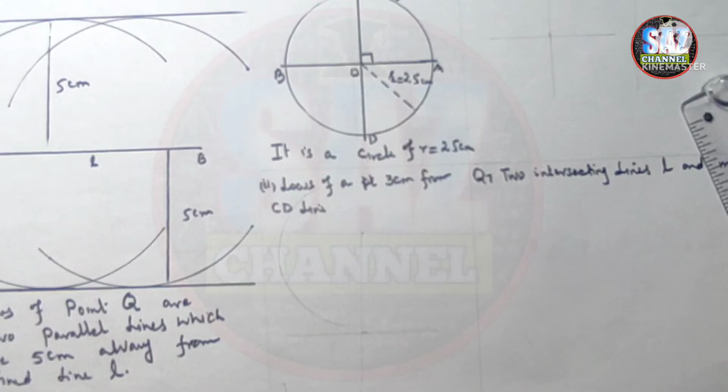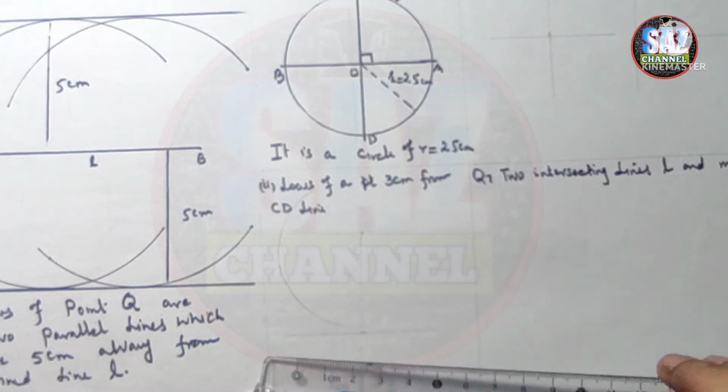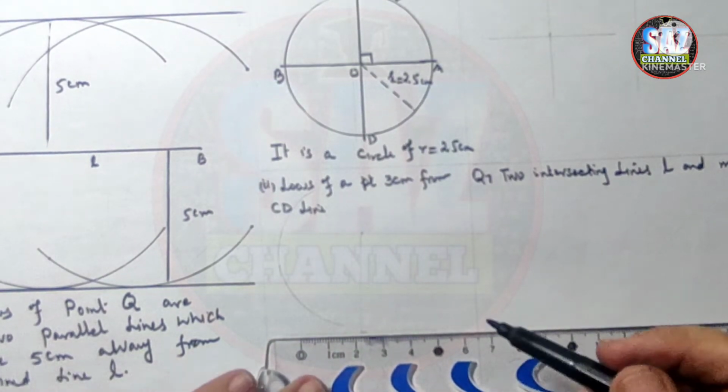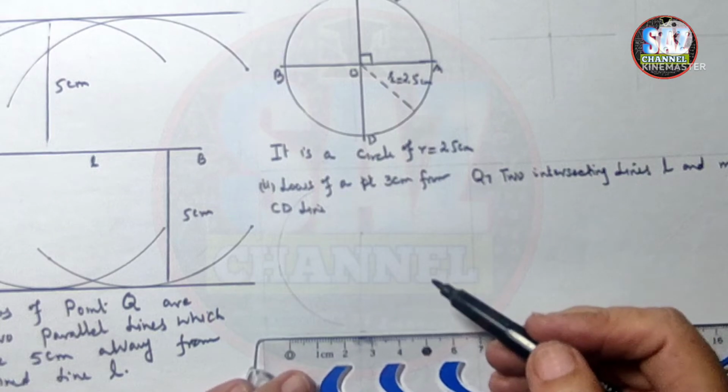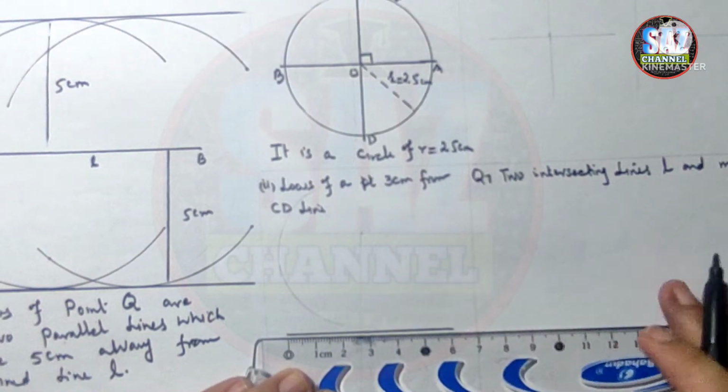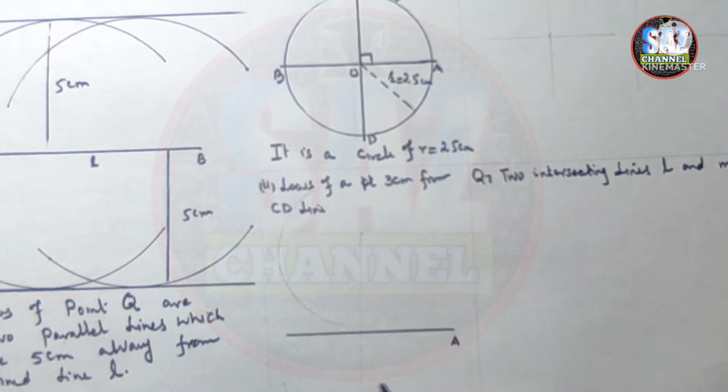3 centimeter from CD. Again, what we have to do, first of all, we have to construct AB and CD lines. This is suppose my AB line, AB and CD.